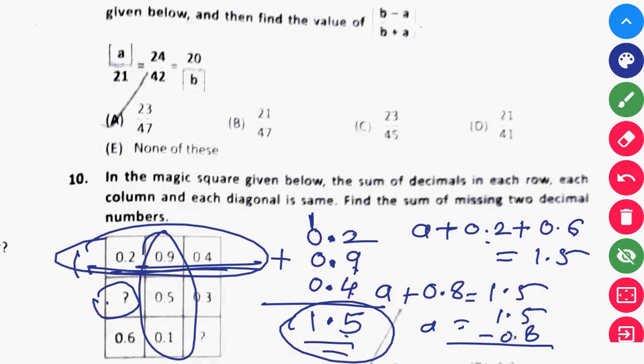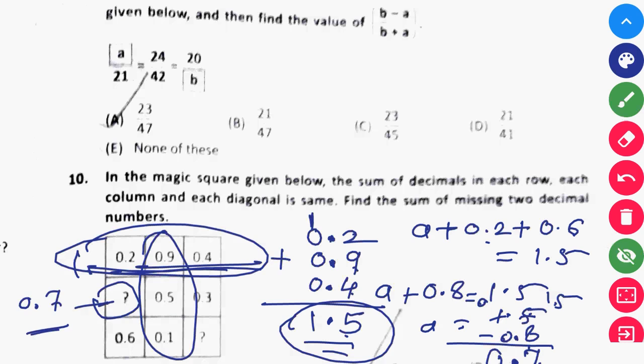Now 8 cannot be subtracted from 5, so borrow. Here it becomes 0. 15 minus 8 is equal to 7, and 0 minus 0 is equal to 0, but you have to give the decimal point. So the value of a is 0.7.